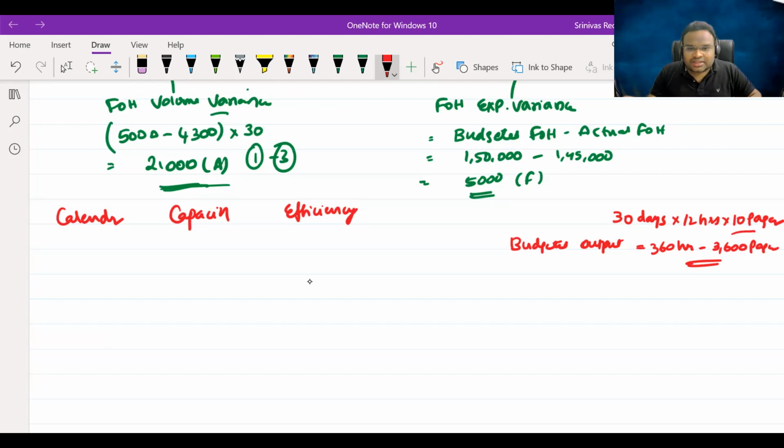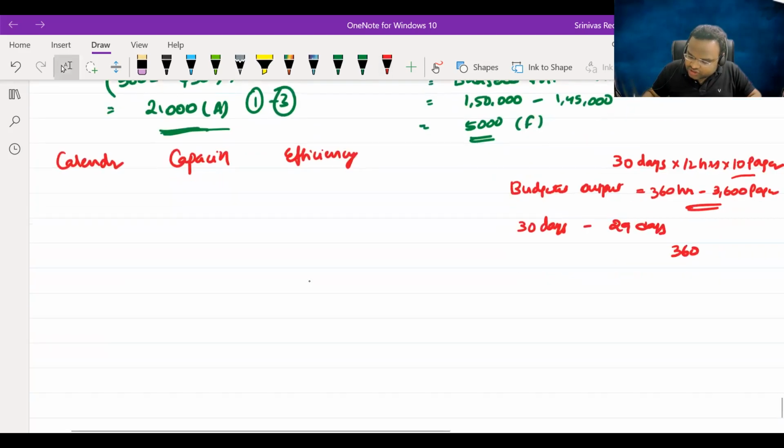New year. Tell me, from 30 days, it has come down to how many days? 29 days. That means from 360 budget hours, one day is lost. One day means how many hours he lost? Whether he would read for 12 hours or 15 hours is irrelevant. One day's loss means I decided not to study for 12 hours. 12 hours you have lost. Because of what? Calendar.